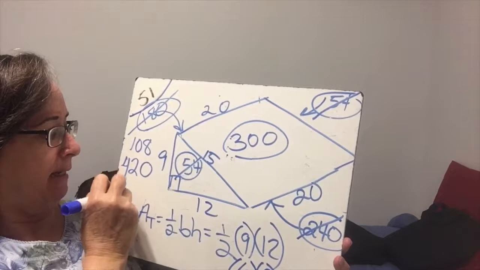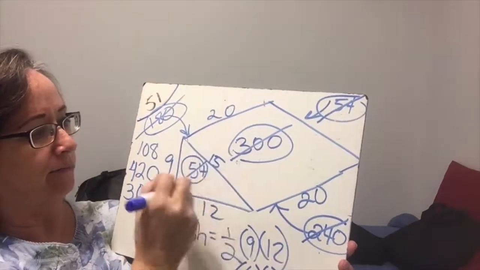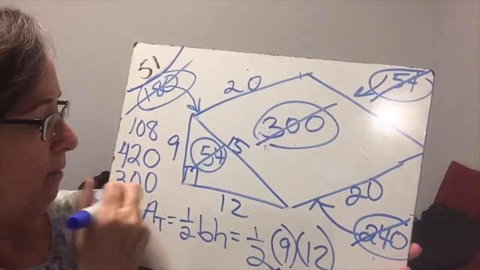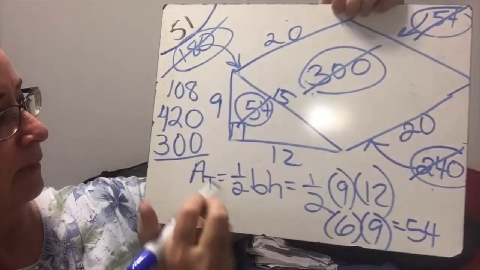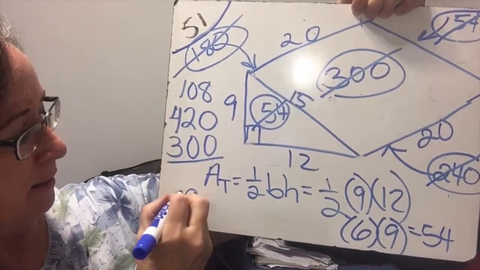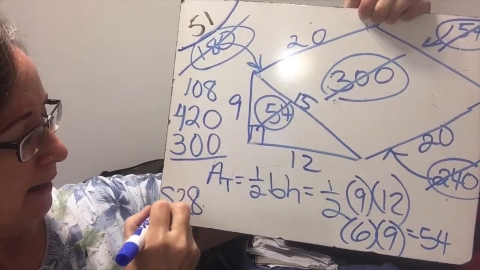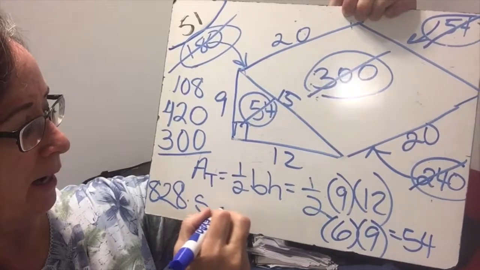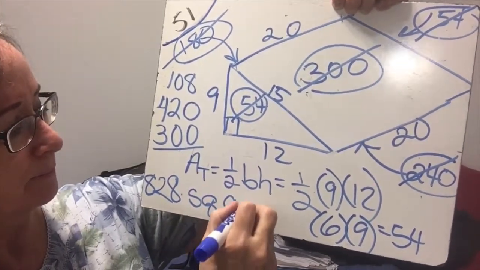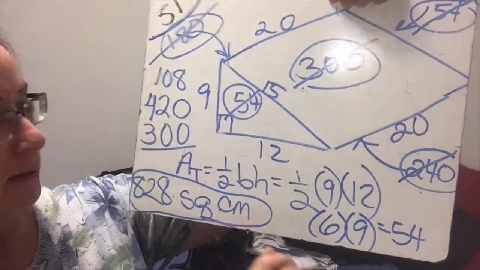And lastly, we're going to put in the 300, and we have 1, 2, 3, 4, 5 sides taken into consideration. And now we add these up, and we're going to get an 8 and a 2 and 4, 5, 6, 7, 8. 828 square centimeters. And that should be our answer.